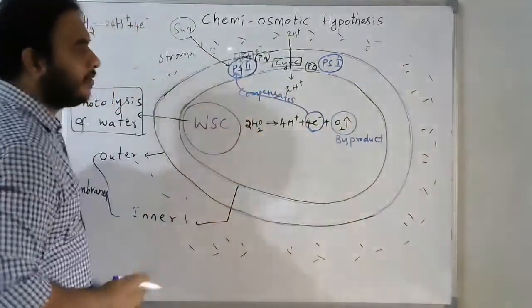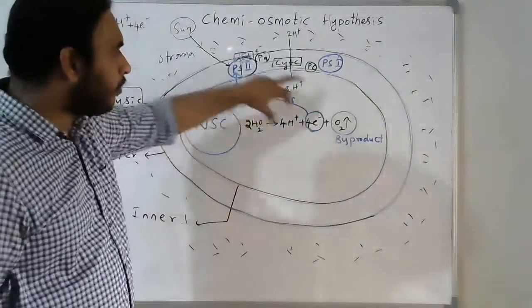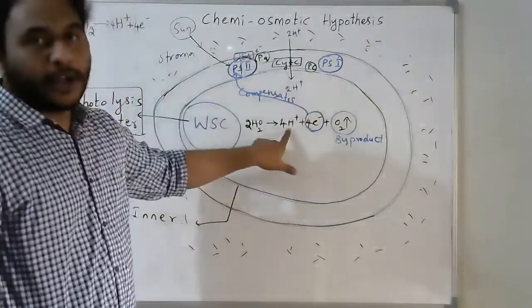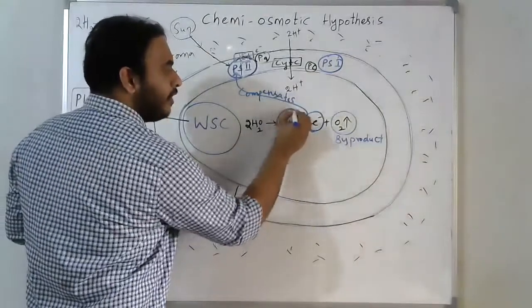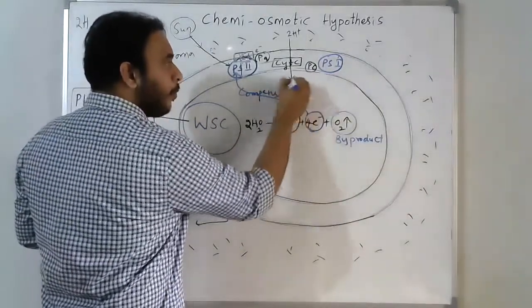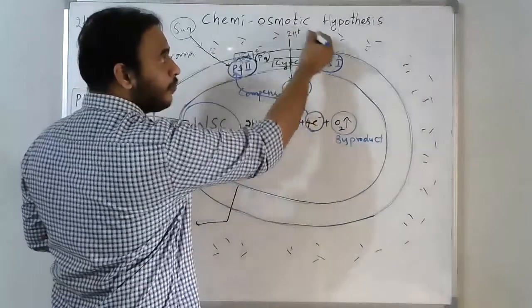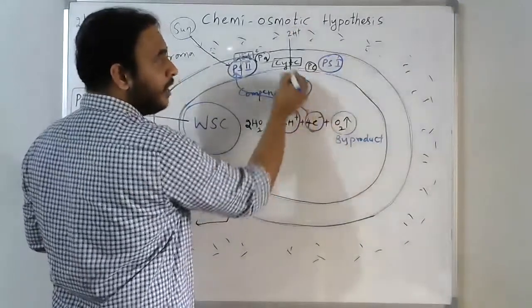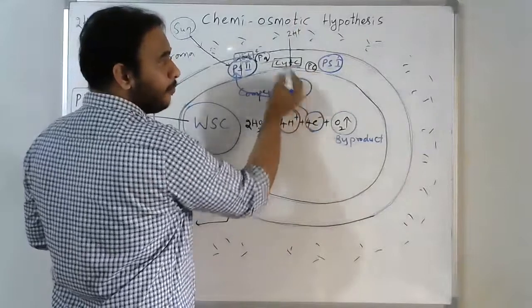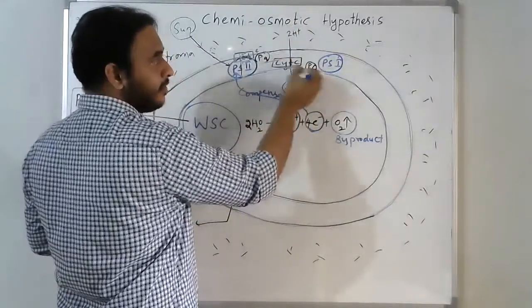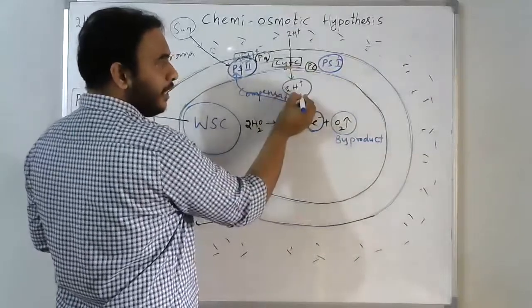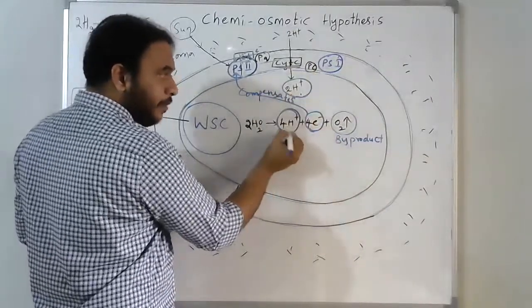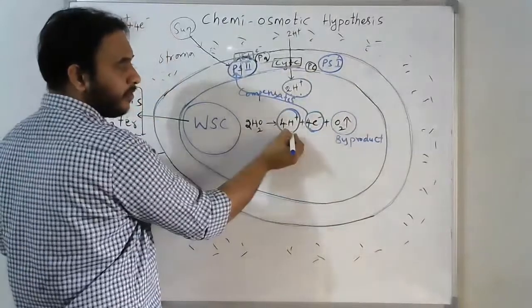Okay, that compensates. And now what is left in the lumen? Protons are left in the lumen. Also, the protons which were diffused from the stroma into the lumen by the cytochrome in the electron transport system. The cytochrome already derived protons, and here protons were already produced by water splitting.